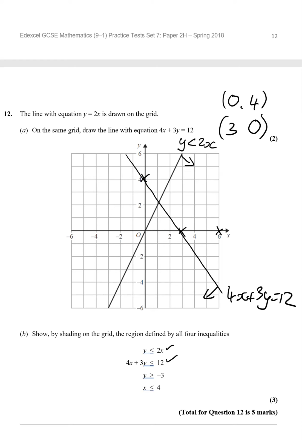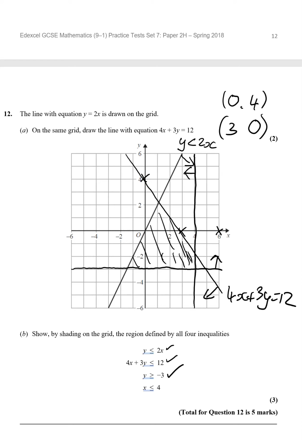Now I need y is bigger than minus 3. Well, minus 3 is there. So basically anything above that line, y is greater than minus 3. And notice they're all solid lines as well, they've got the lines underneath. And then x is less than or equal to 4, which is that line there. And I need that side of the line. So it is above that, it's this bit here, but not that little triangle.